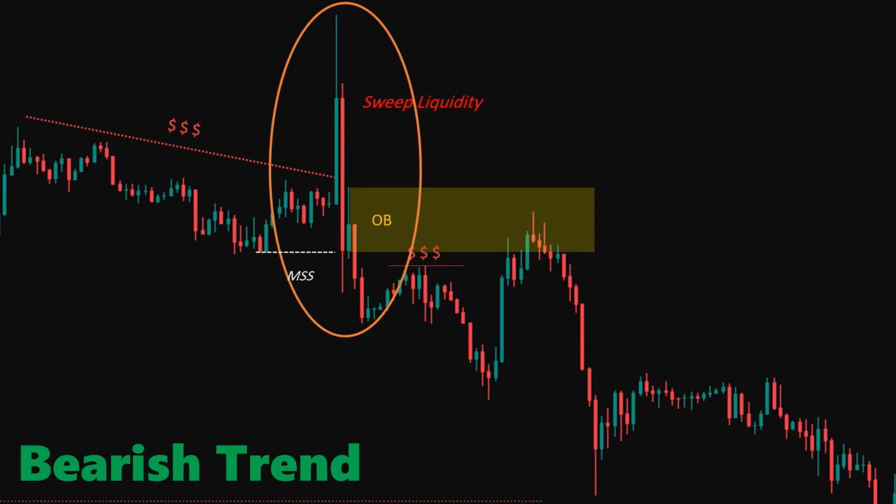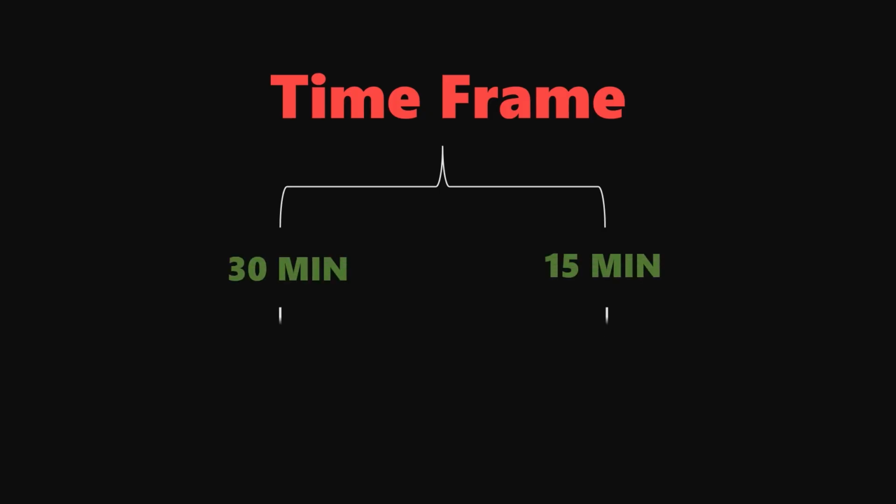To maximize the effectiveness of this strategy, you'll want to use a two-timeframe approach. Start with a higher timeframe to gauge overall market conditions and to spot liquidity sweeps along with the order blocks connected to them. The 30-minute and 15-minute charts are the most reliable for this stage. Once you've spotted a potential setup, shift to a lower timeframe, like the 5-minute or even the 1-minute chart, to look for confirmation and pinpoint entry signals.